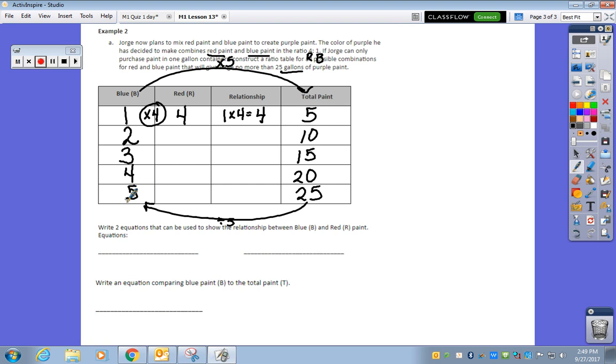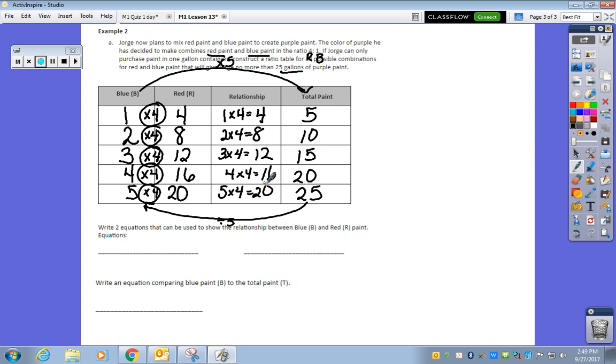Then we can continue on to figure out our red column. 2 times 4, because we're multiplying by 4 to get from blue to red, is 8. So 2 times 4 equals 8. From 3, we're multiplying by 4 to get 12. So 3 times 4 equals 12 is the relationship. 4 times 4 is 16. So 4 times 4 equals 16 is the relationship. And then 5 times 4 to get 20.